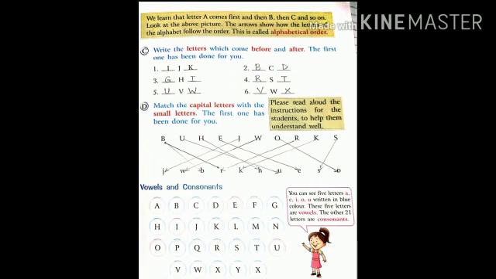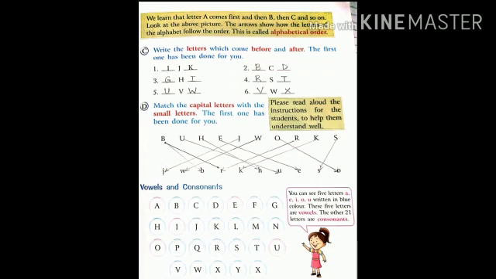W, we will match with the small letter w. O, capital letter O, will match with the small letter o. After that R, it is written in capital letter at the top. We have to match it with the small letter r, which is written down. After that K, capital letter K, we will match with the small letter k. Capital letter S will match with the small letter s.